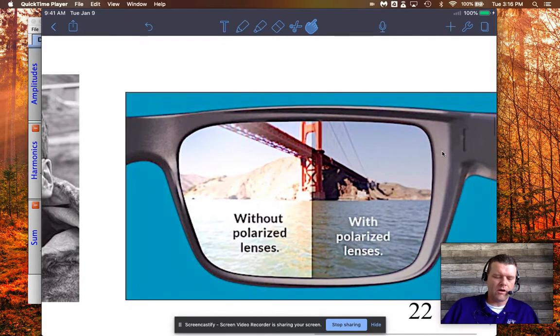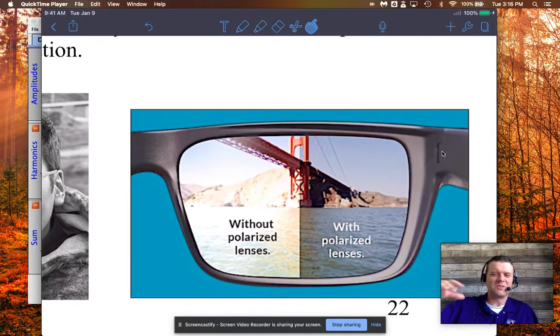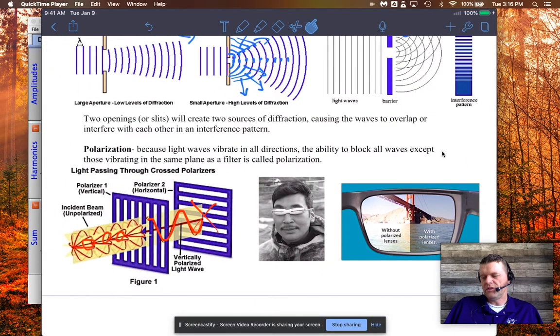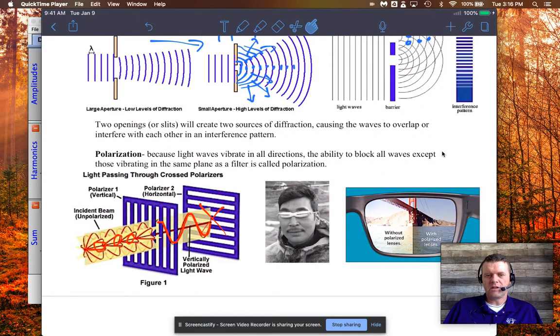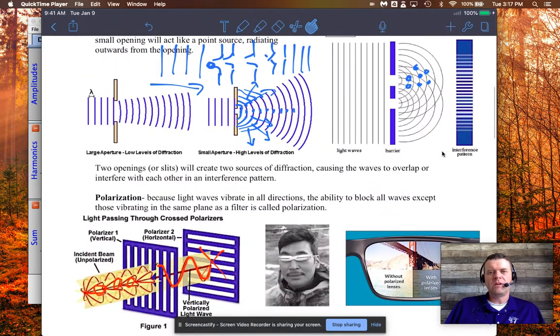Most of us, though, any pair of sunglasses you have has a polarizing filter on it. And they often say UV filter too, so that filters out ultraviolet light, or at least cuts it down. But for sure, it enables you to see on a bright sunny day. It cuts it down. So those are the 5 properties.